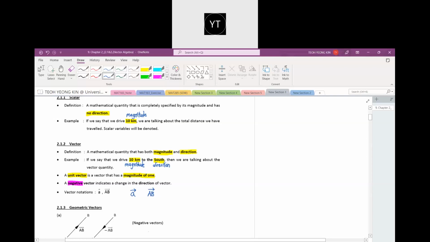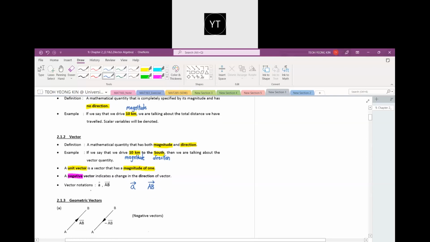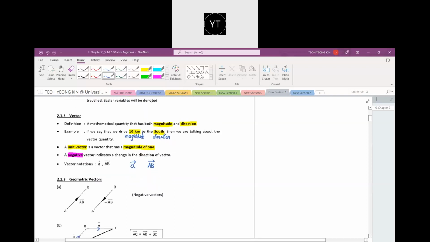For example, what is negative vector? Tadi kita sebut negative vector. Let's say from A to B. So this is the arrow from A to B. Jika kita terbalikkan dia, sama ada kita tulis negative AB or we can write as B to A. Yang ni tak payah letak negatif lah. From B to A. Ataupun we can put as negative AB.